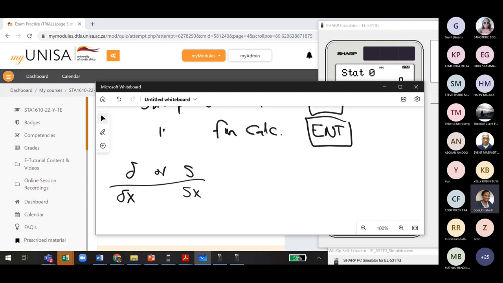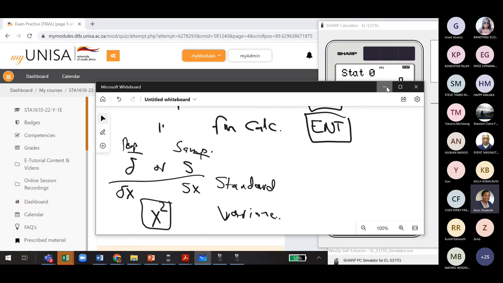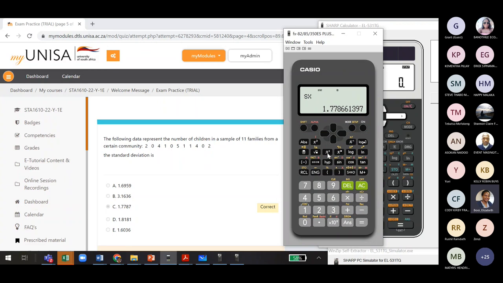If you want to calculate the variance, this is the standard deviation. To calculate the variance of the population or the sample, you will just press the x squared button. That will give you the variance of either one of them. Right, so it's easy. You will press this X squared button on the Casio. If I press the X squared, it will give me the value underneath the square root, which is the variance.